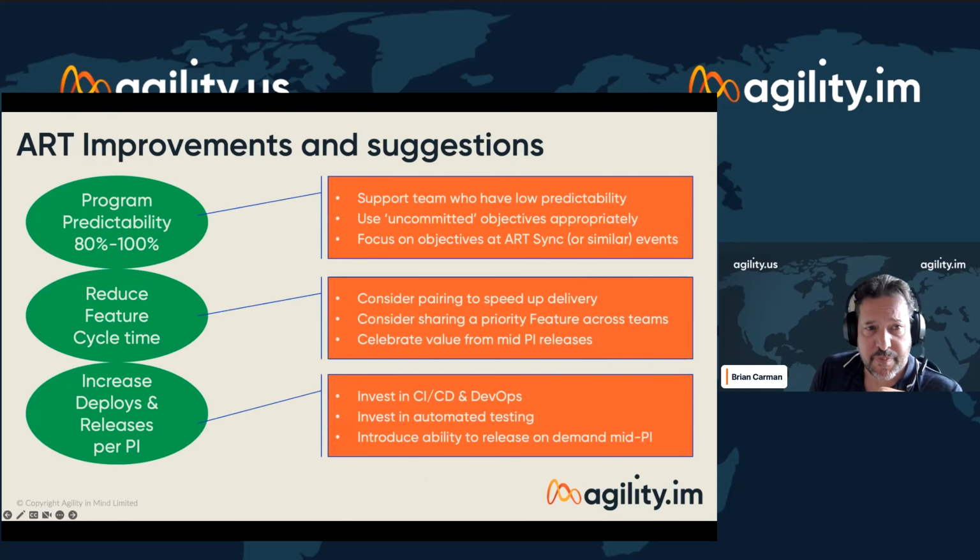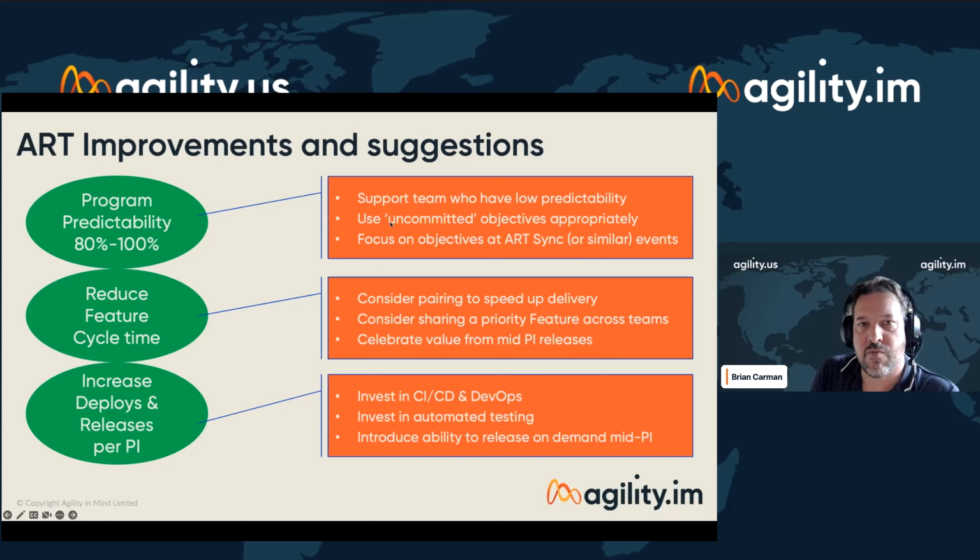So if we want to get our program predictability to 80 to 100%, let's support the teams who've got a low predictability. Let's find out why, uncover those root problems and deal with that. And also those events that we were talking about, at the ARTs sync or the PO sync, we want to be talking about those objectives as we go through. Are we still going to deliver these? Are we going to get the business value from these?